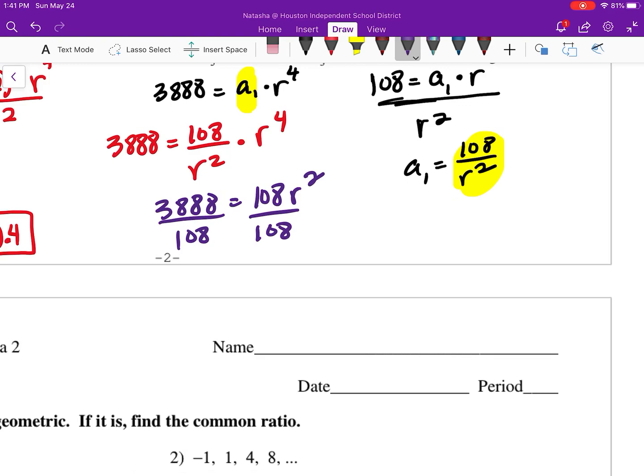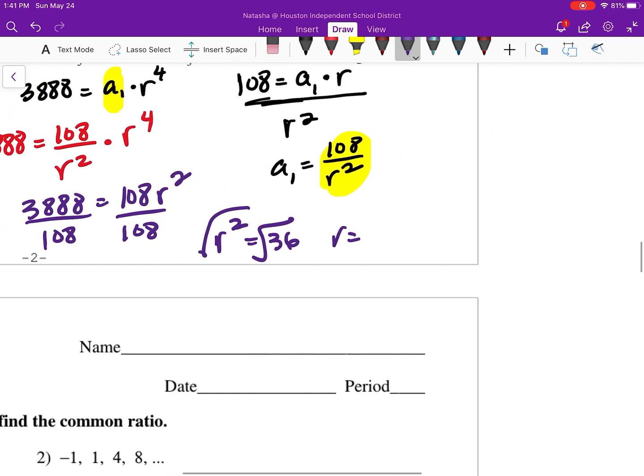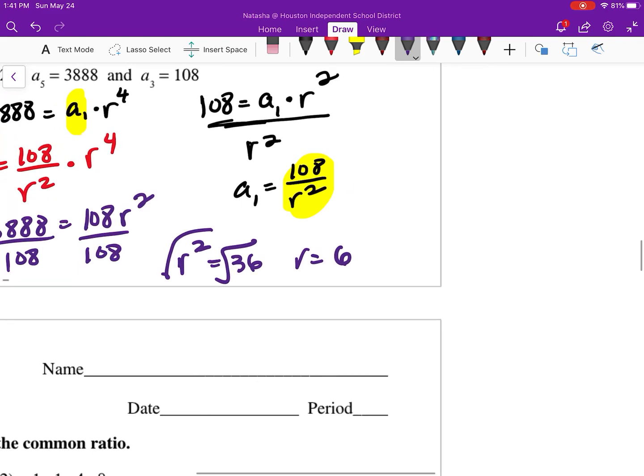Divide by 108. 3,888 divided by 108 is 36. So that's going to be r squared is equal to 36. Square root of both sides. r is going to be equal to 6. Now, yes, when we take the square root of a number, we always take the plus or the minus. But in this case, we're only looking at the positive. So our ratio is 6.